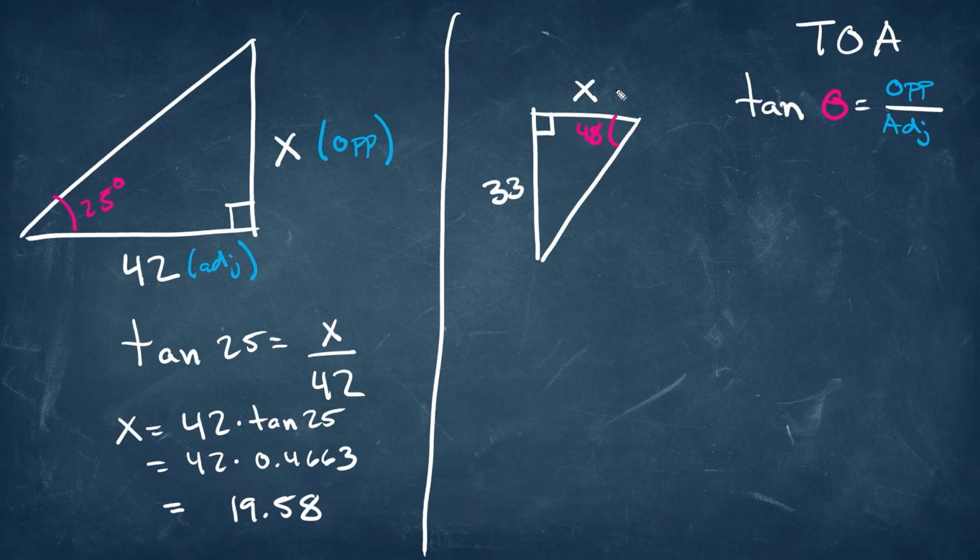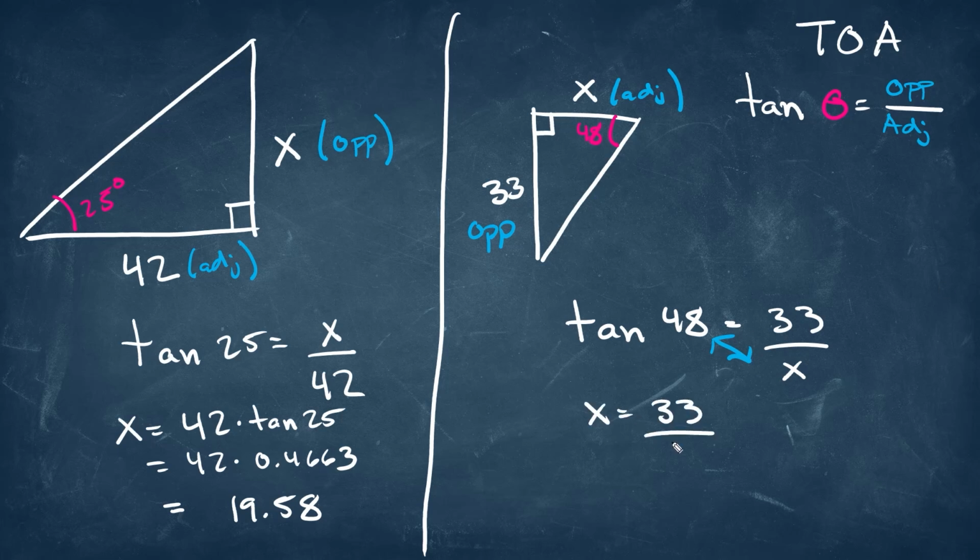We know that this is our adjacent side, being that it is next to the angle, and this being our opposite side. We can plug this into our equation, so we get tan of 48 is equal to 33 over x. Swapping out x and tan of 48 will give us that x is going to be equal to 33 over tan of 48, which is equal to 33 over 1.1106, which tells us that x is going to be equal to 29.71.